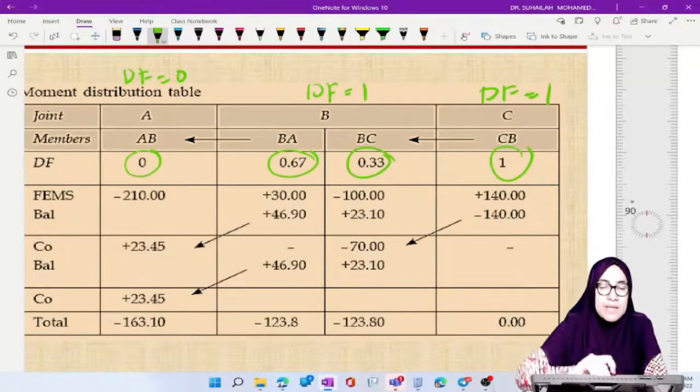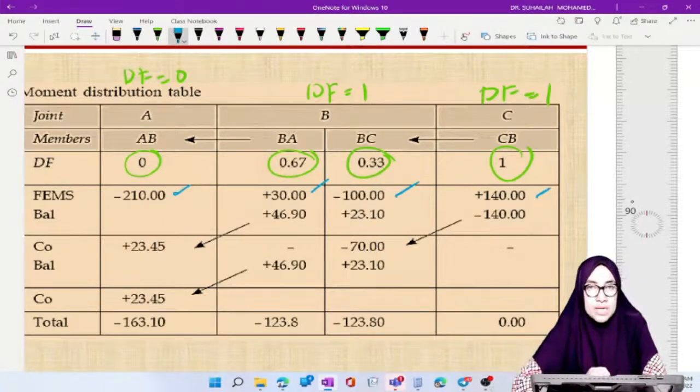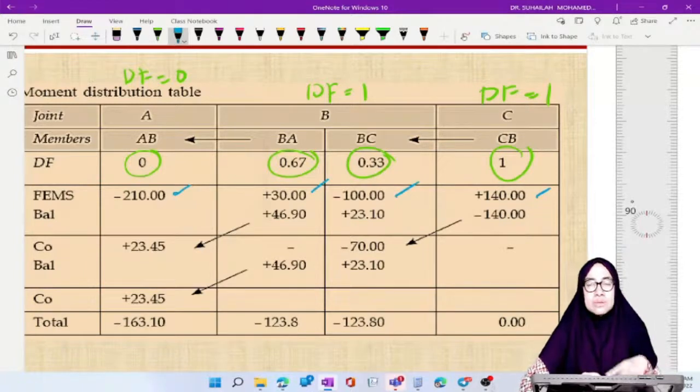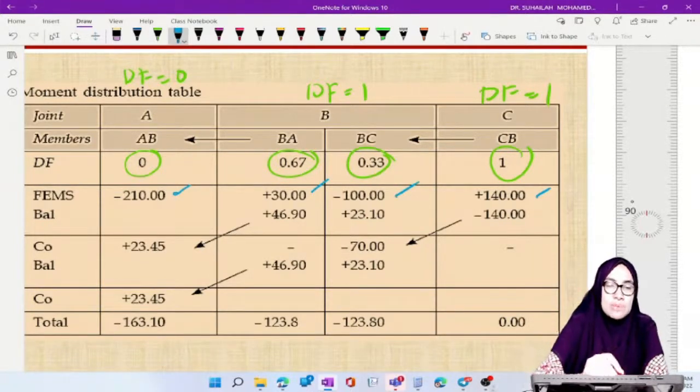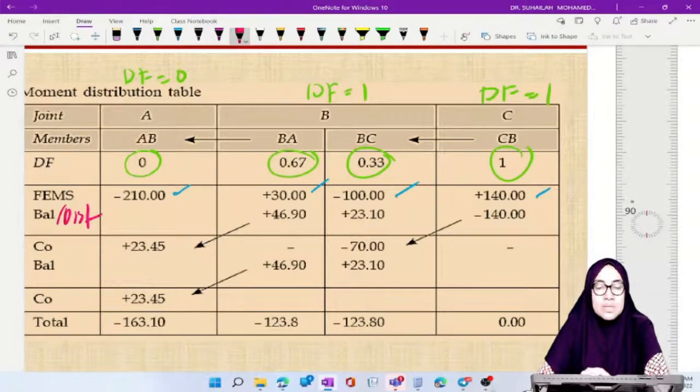So we put the combined FEM: negative 210, positive 30, negative 100, and positive 140. Now we need to distribute. Balance here represents distribution, it is the same thing. As usual, we find the total moment.